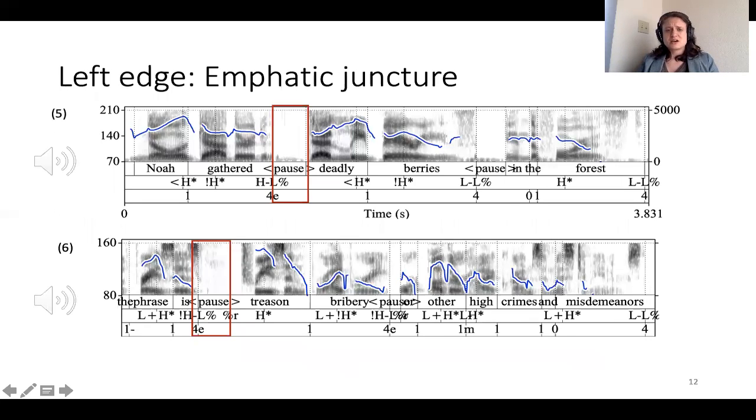In quotation, we get an emphatic juncture marking the left edge or the start of the subclausal quotation. Two examples for you here. The first is from the experiment. Deadly berries is the material in quotes. Noah gathered deadly berries in the forest. The second marks subclausal quotation, treason, bribery, or other high crimes and misdemeanors. This is from NPR. The phrase is treason, bribery, or other high crimes and misdemeanors.